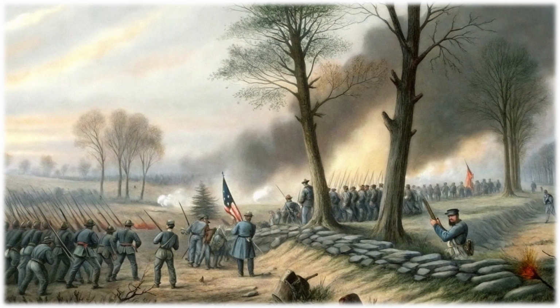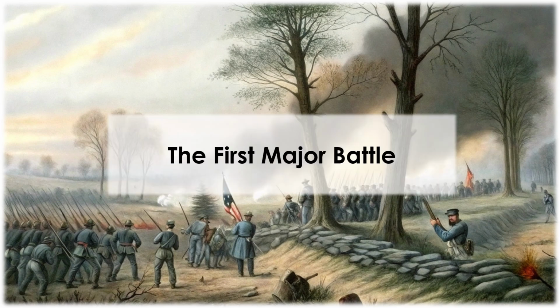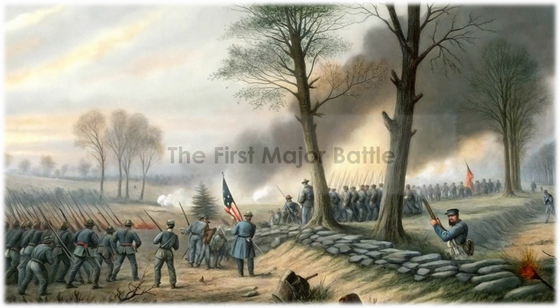In July 1861, North and South met at Bull Run in Virginia. The South won unexpectedly, and the North was shocked. Many thought the war would end quickly. Wrong. It became a long fight.